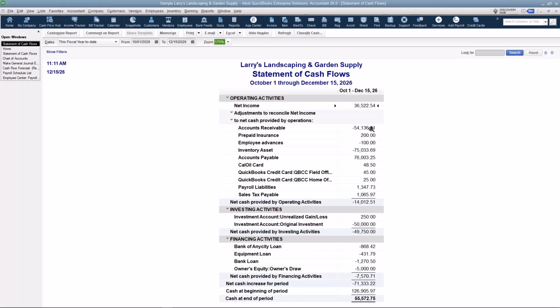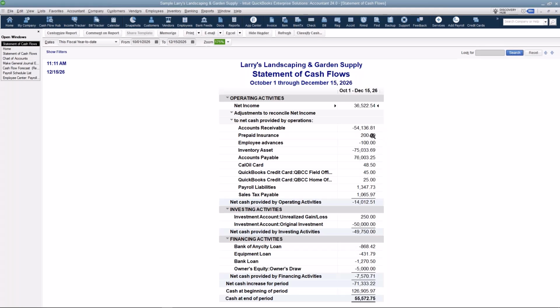So accounts receivable, if you're like me, you're thinking, why is accounts receivable negative, right? Well, it's negative because this net income number here already includes the sales revenue from these sales. But if it's still sitting in accounts receivable, we don't have that cash, right? We haven't received that amount of cash yet. So we've got to take that back out of our net income because it's not actually cash.